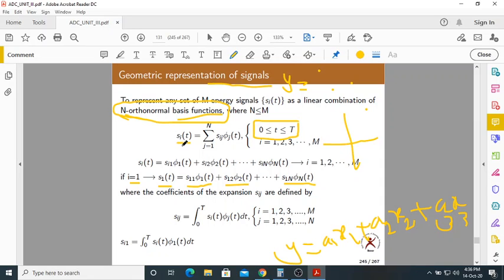I will tell you what orthonormal means. You might have known what orthogonal is. Orthogonal means perpendicular. So what do you mean by orthonormal? Anyway, here I am representing each and every Si of t as a linear combination of n number of basis functions. So Si1, Si2, and so on up to Sin are some constants. They are called coefficients of expansion. How are they defined? They are defined like this.